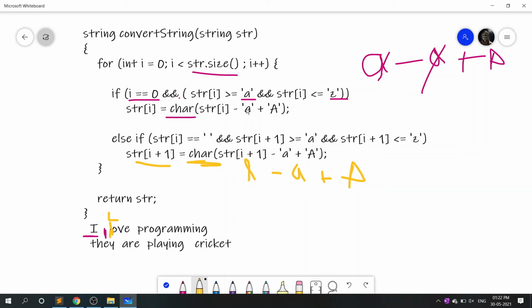Now I do i plus plus. Now I am starting at the next i. Is i equal to 0? No, this condition is not satisfied. Is str of i equal to a blank space? No, I have the l. In this way, the whole word will get skipped.